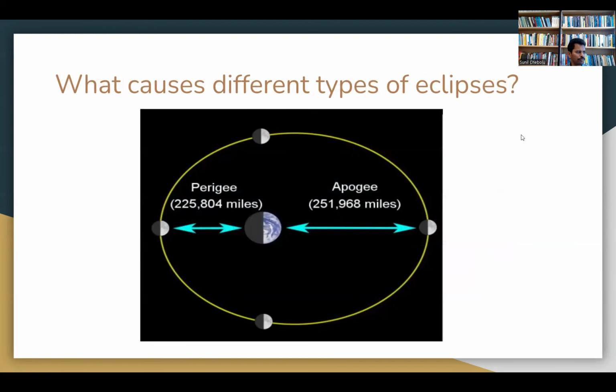And you hear about different types of eclipses. What causes that? That is due to the eccentricity in the orbit of the moon going around the Earth. The moon does not go around the Earth in a perfect circular orbit with Earth at the center. It goes in an elliptical orbit, and at the shortest distance, which is perigee, it is 225,000 miles. And at its longest distance, which is apogee, it is about 250,000 miles. The difference of about 25,000 miles is responsible for the different kinds of eclipses that we see.